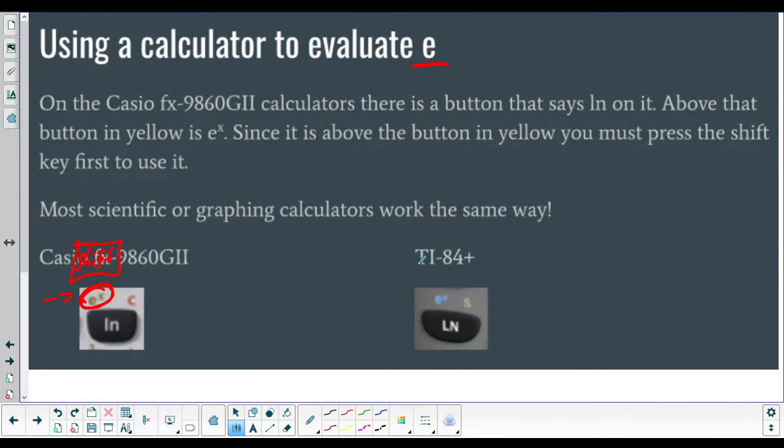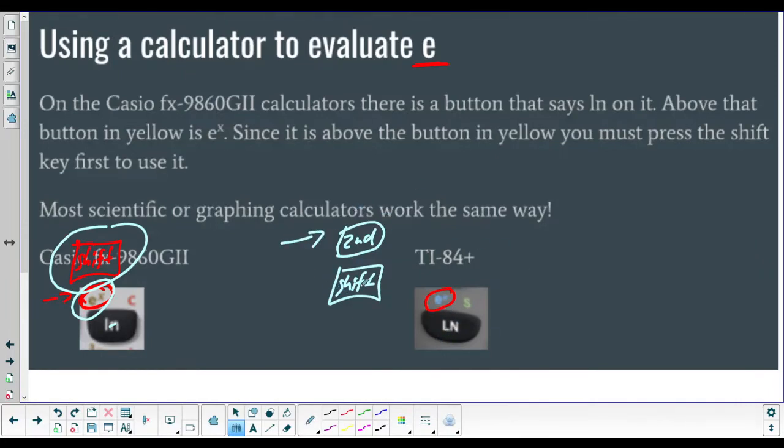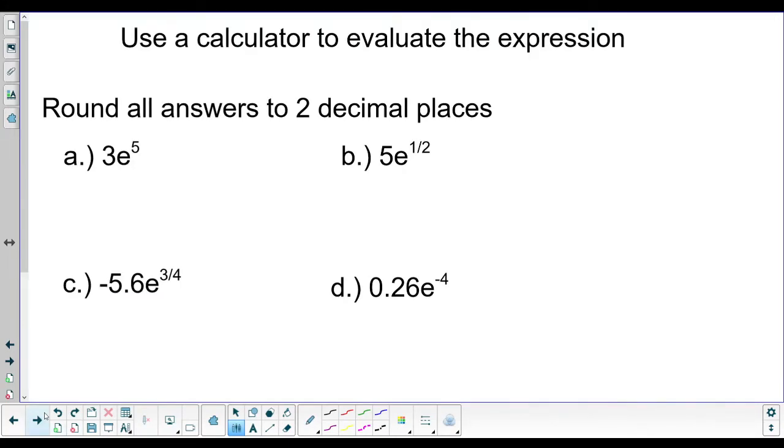On the TIs, the Texas Instruments, it's also raised above the button, and this one's blue. So you're looking for this bluish color. I don't know if this one says shift or second, it's one of those. You're going to have to press the shift button, then the natural log button, and it'll give you an e to the x. Same thing with the TI. It's either second, I think, or shift. You press that button, then the natural log button, and it should give you the e to the x. So what we're going to do is type a few of these into the calculator.